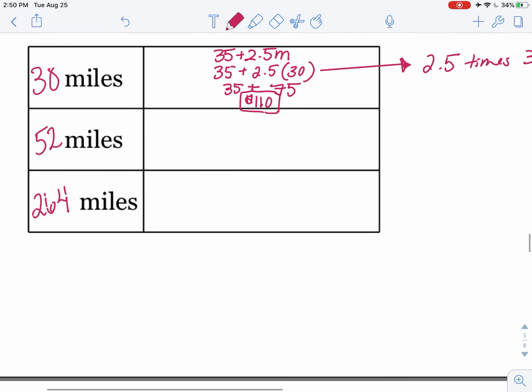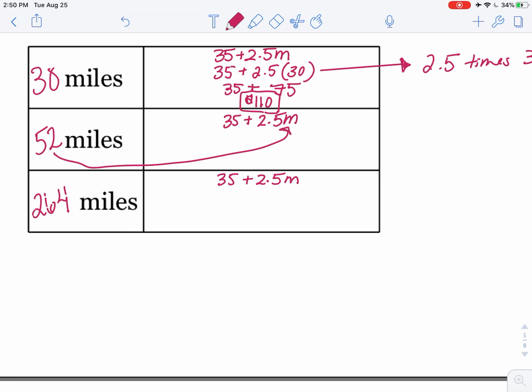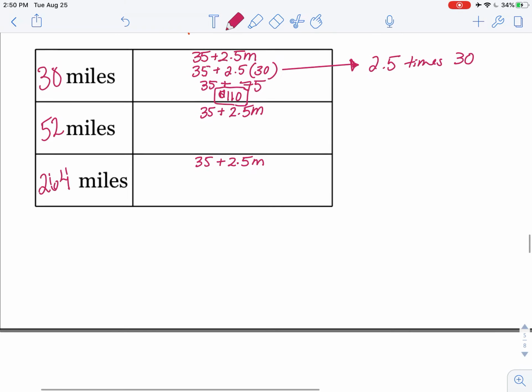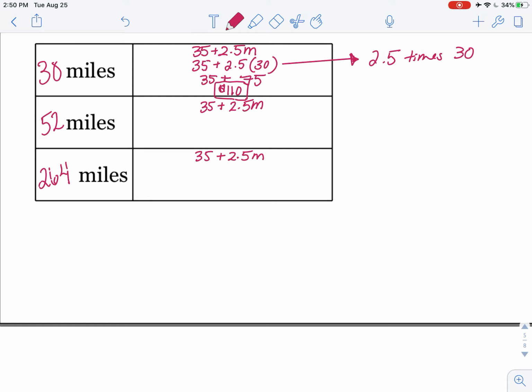Remember, we start with the expression $35 plus $2.50 per mile. And instead of the M for miles, we'll plug in how many miles we're going to go. We'll multiply first the number of miles times $2.50, and then we'll add it to 35. So go ahead and pause the video and try it on your own. And then you can play the video to see if you got the same answer.